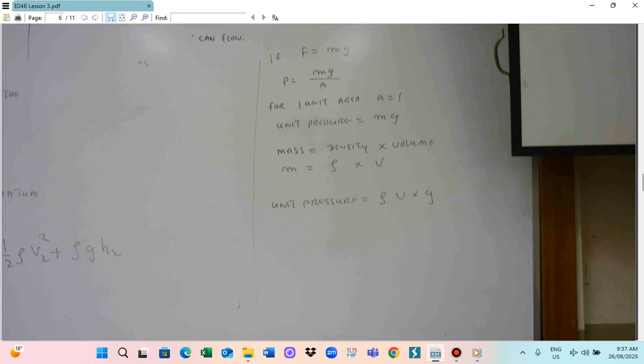In the meantime, mass is equal to the density multiplied by volume. So mass is m, density is rho, and the volume is v. So in terms of mass, you can calculate unit pressure is equal to rho multiplied by v multiplied by g. So this is the equation to calculate the unit pressure.